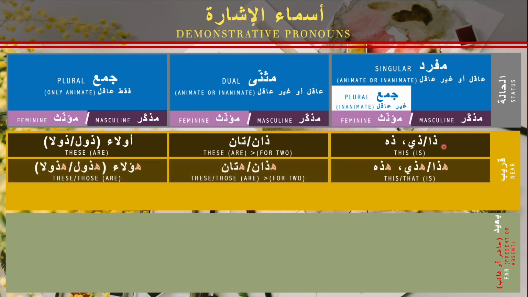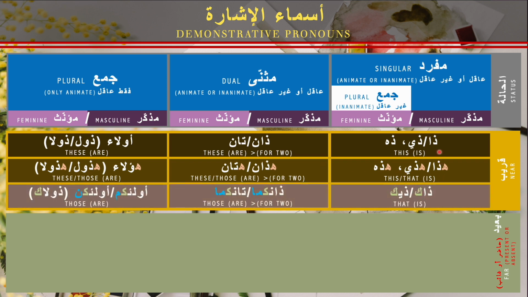Okay, then we have the same the, or than, tan, ula. But this time we are putting ha at the beginning. This ha is called the attention ha, and it is actually a more respectful way, or increases attention and respect for the things indicated with the demonstrative pronouns. So هذا, هذه, هذان, هاتان, هؤلاء if you want to use the modern standard Arabic, and for the spoken dialects, هذول or هذولا. Now let's see the next.